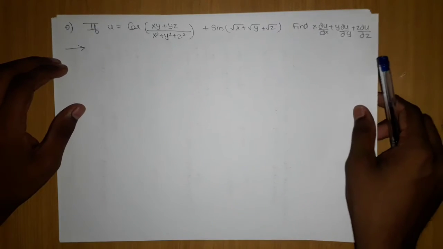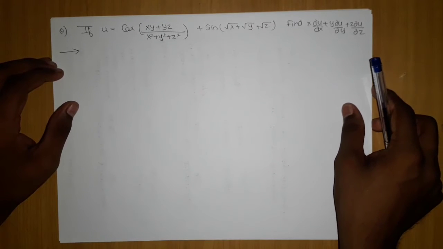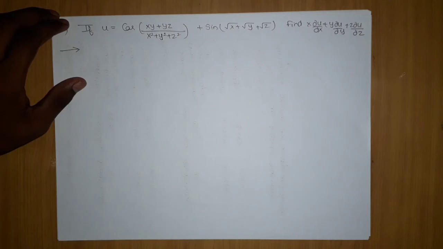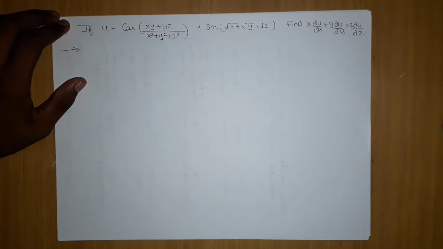next question, which is this question. If u equals cos((xy plus yz) upon (x square plus y square plus z square)) plus sine of (under root x plus under root y plus under root z), find x ∂u/∂x plus y ∂u/∂y plus z ∂u/∂z.